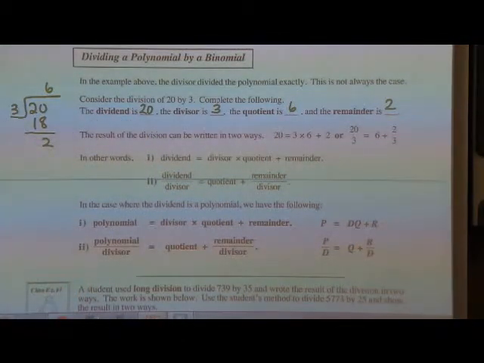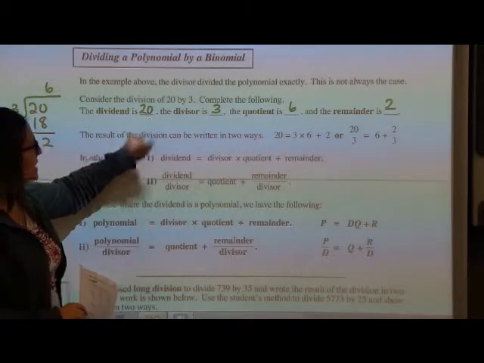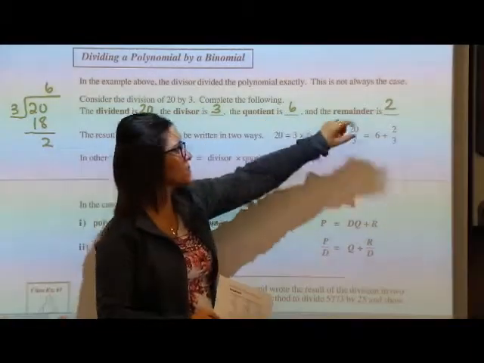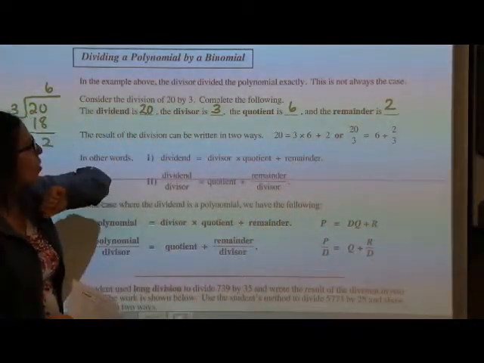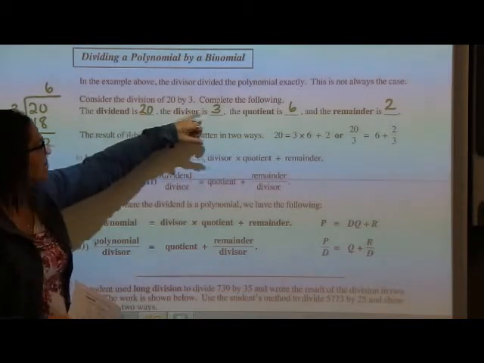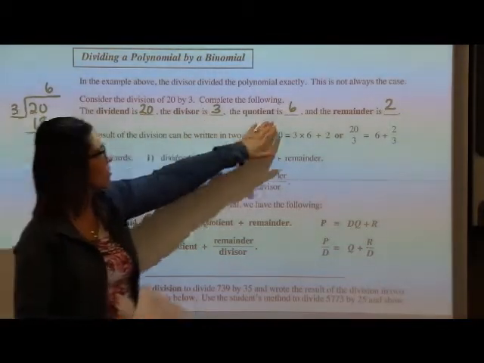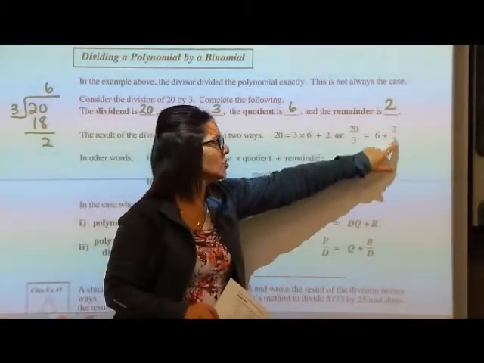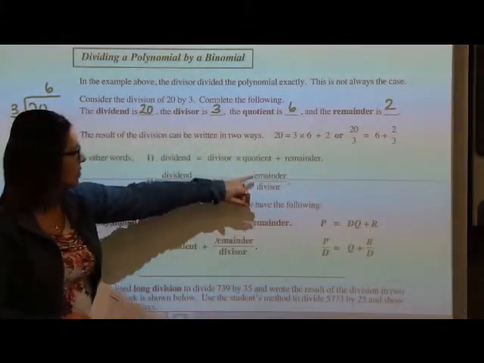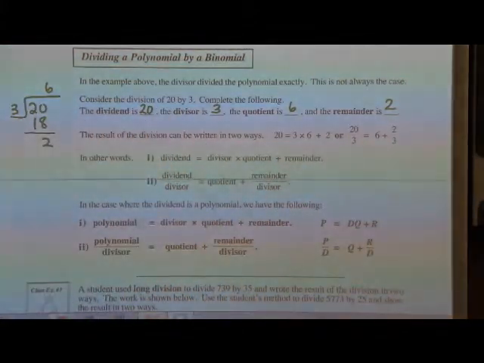So then I can write these division statements. And I can say 20 is equal to 3 times 6 plus 2. Or 20 divided by 3 is equal to 6 plus 2/3. So that 2/3 is taking the remainder and dividing it by the divisor.